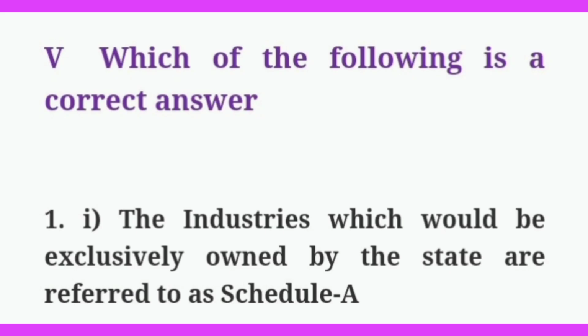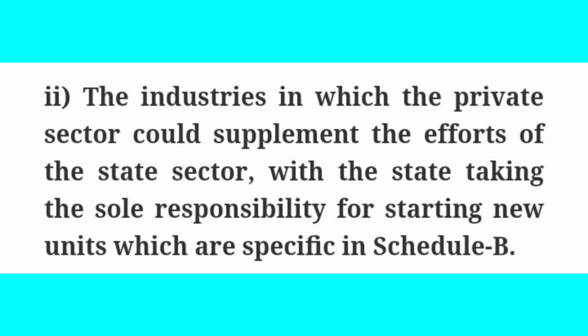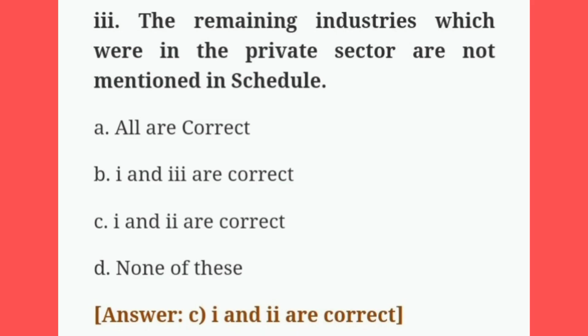Fifth Roman letter, which of the following is a correct answer? First one, the industries which would be exclusively owned by the state are referred to as Schedule A. Second, the industries in which the private sector could supplement the efforts of the state sector, with the state taking the sole responsibility for starting new units, are specified in Schedule B. Third point, the remaining industries which were in the private sector are not mentioned in the schedule. For this, option C is the answer. 1 and 2 are correct.